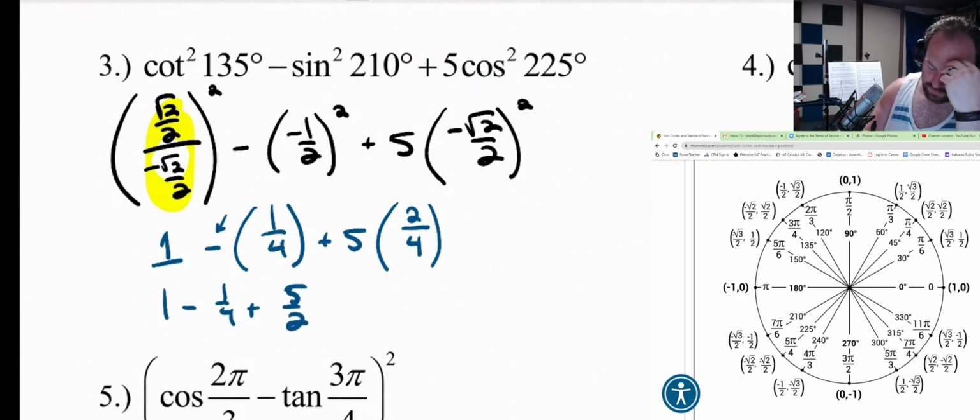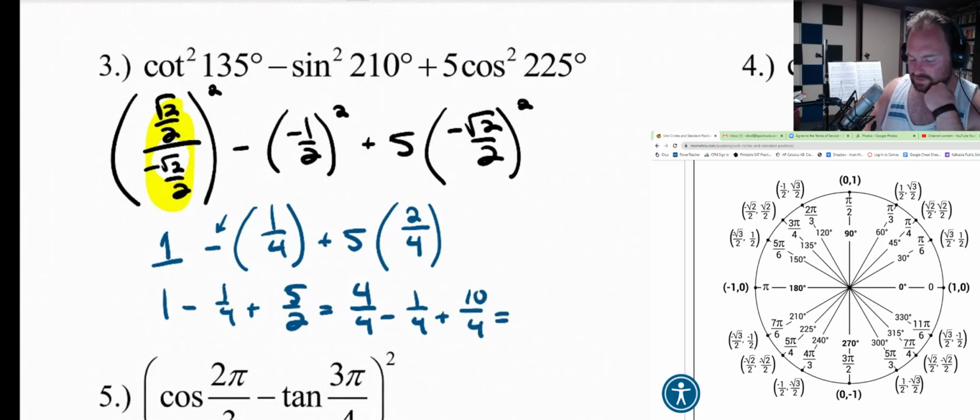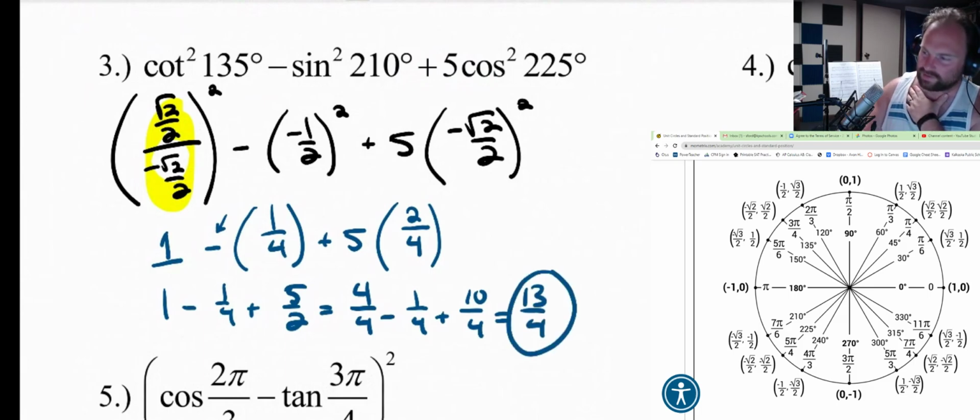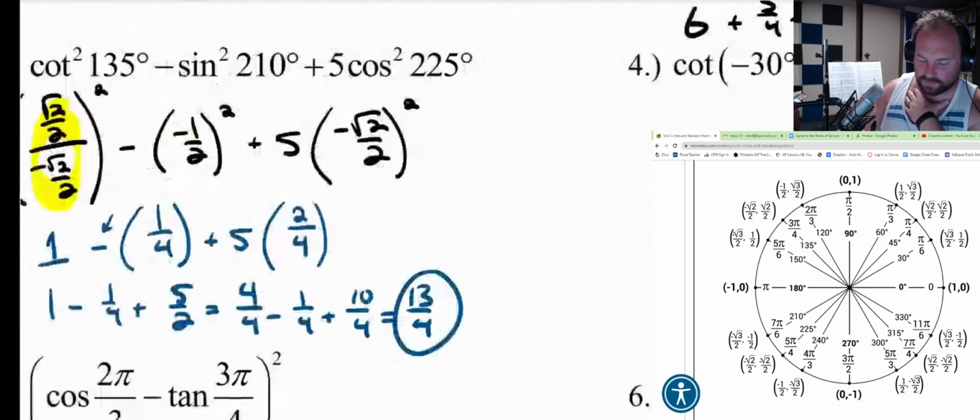Okay. Well, if I make this all into fourths, what we have is 4 fourths minus 1/4 plus 10 fourths. And that is, all said and done, 4 minus 1 is 3, 3 plus 10 is 13 fourths. I love a good fraction problem when you can get it. There we go. Let's try number 4.